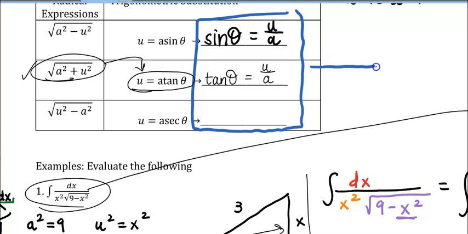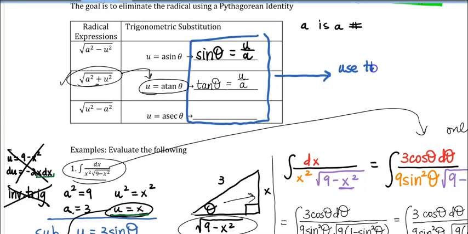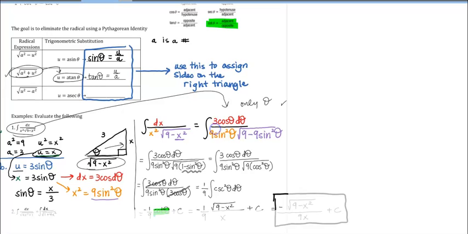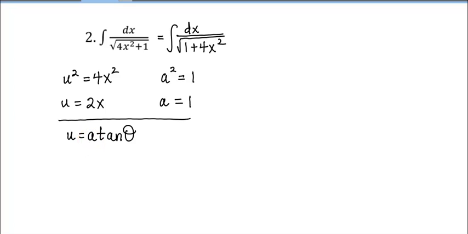So when we make these equalities and we actually solve for the trig function, we use this to assign sides on the right triangle. And we'll do that in example 2 as we set up and solve for what tangent was equal to. So we've said that u is equal to a tan theta. We know that u is 2x, and we know that a is 1, so I don't have to write that. So I have that 2x is equal to tangent theta. That's already solved for tangent. I don't have to divide by anything because a was 1.